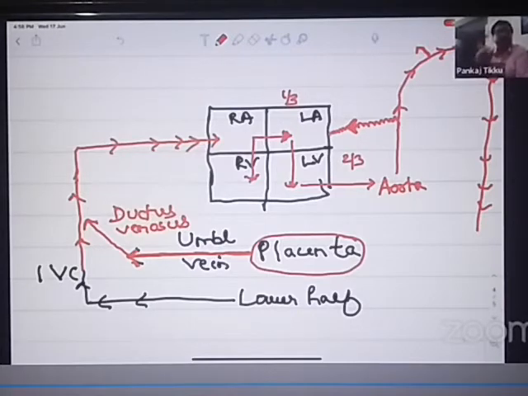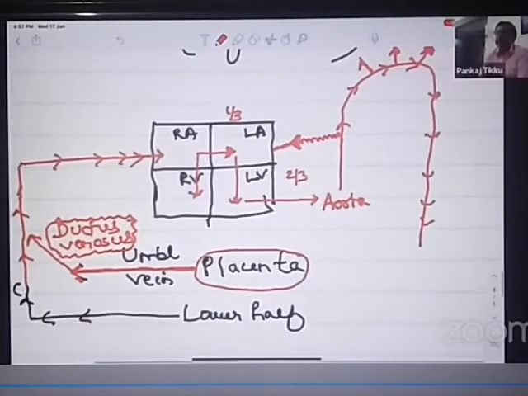This oxygenated blood, umbilical vein blood, bypasses the portal circulation. 50% of the portal circulation is bypassed, and this umbilical vein drains into the inferior vena cava through what is known as the ductus venosus. So it is opening into the ductus venosus, which then opens into the inferior vena cava. So what is ductus venosus? In a way, it is a link between the umbilical vein and the inferior vena cava.